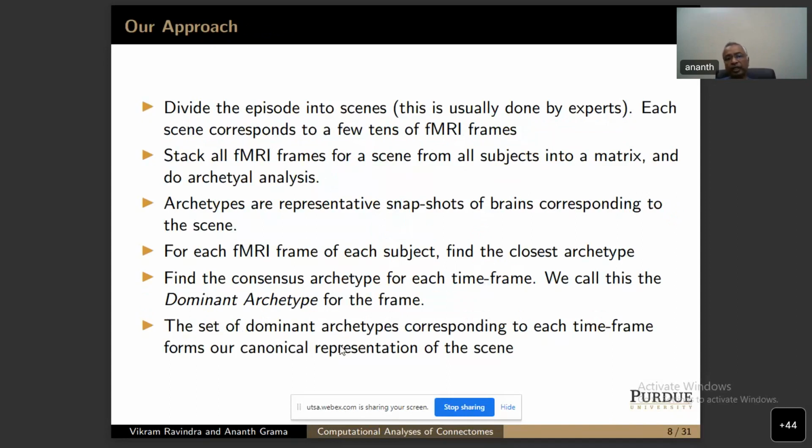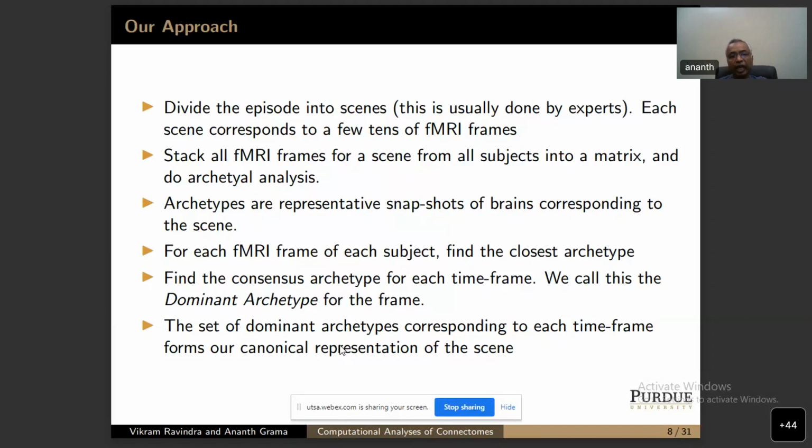So I'm going to take this BBC show and divide the episode into scenes. Actually, this is done by a third party, so we don't have to work too hard to do this. Each scene corresponds to roughly a few tenths of MRI frames. So think of this as a few tenths of seconds. This is just movie scenes. There's nothing deep about this.